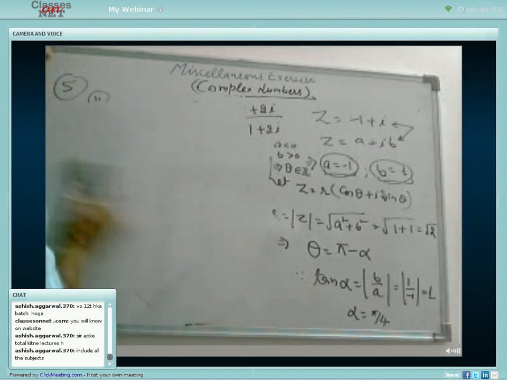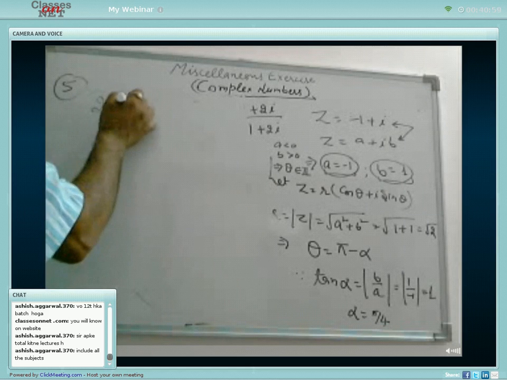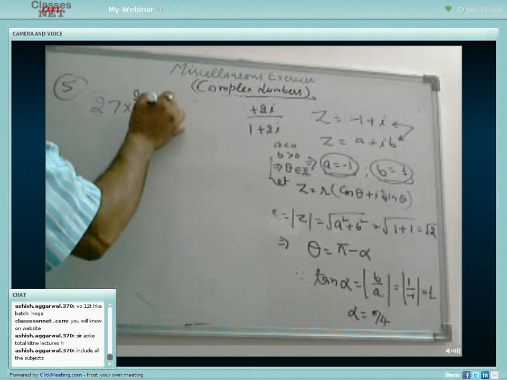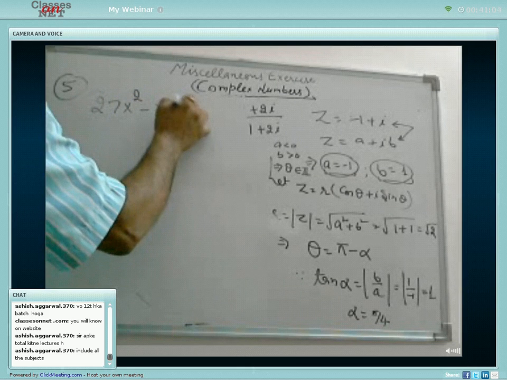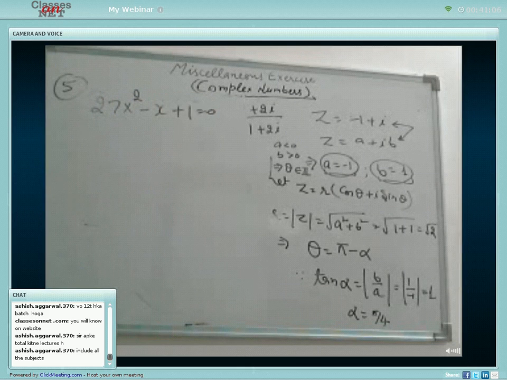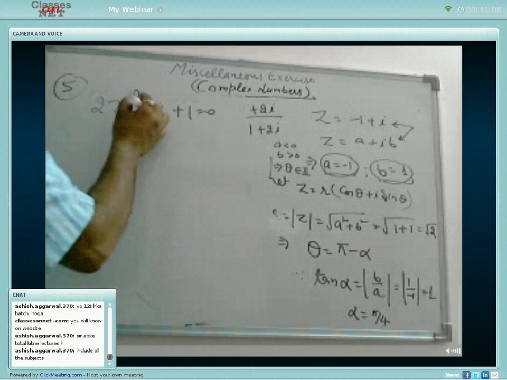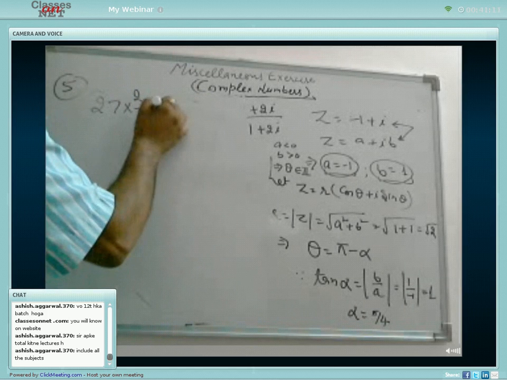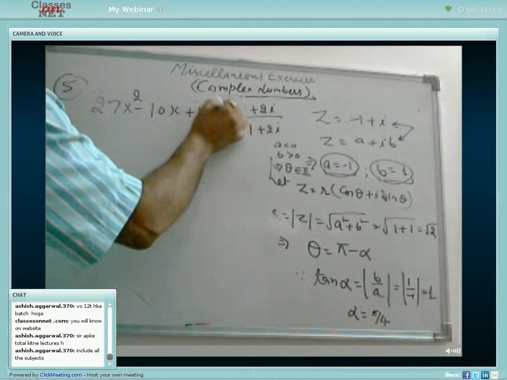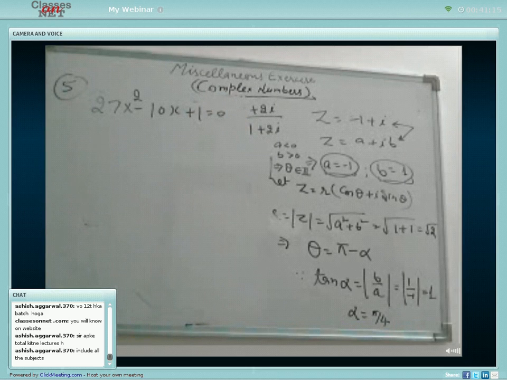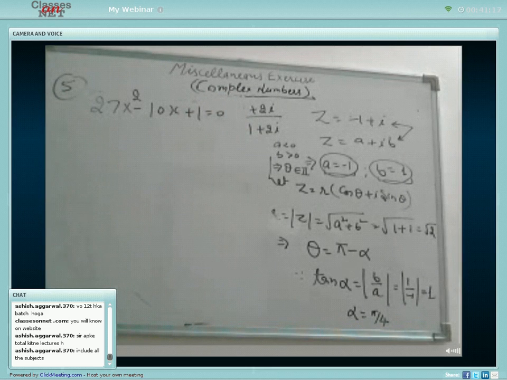27x square minus 10x, right? Sorry, it is 10x. Let it be. Plus 1 equal to 0. Earlier we have so many methods of solving the given quadratic. Either you can apply factorization method, or you can apply by making it perfect square. And third is you can apply the discriminant method, which we have done in previous class.